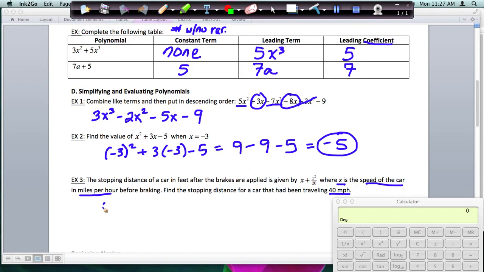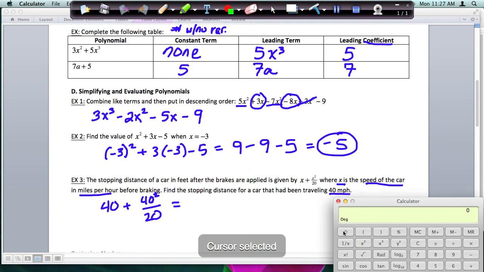So I'm plugging in 40 plus 40 squared divided by 20. That's supposed to be squared. Let me just fix that. Okay, so 40 raised to the second power. I'm going to use the calculator over here. And because of the type of calculator I'm using, I'm going to do the 40 squared first. In your calculator, you could probably put it all in at once. Just make sure you put the 40 squared divided by 20 in parentheses. So I'm going to do the 40 squared first, divided by 20, and add 40 to it. And I get 120.